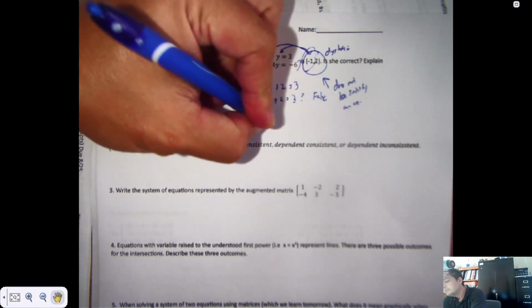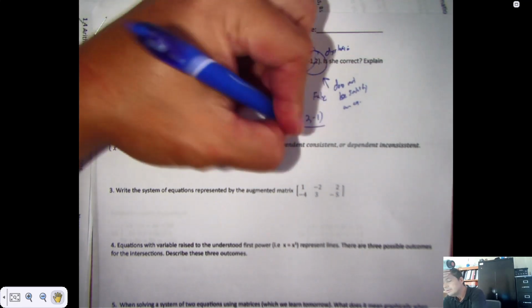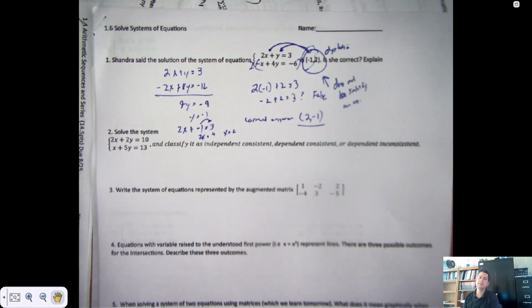Correct answer is (2, -1). You see kids do that quite often. It is actually a very common mistake to just forget which one goes first. What they'll do is they'll solve for one of them and just assume that's x, and they'll put it in the wrong spot.